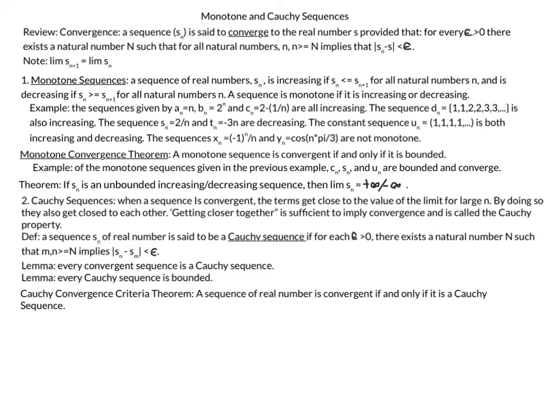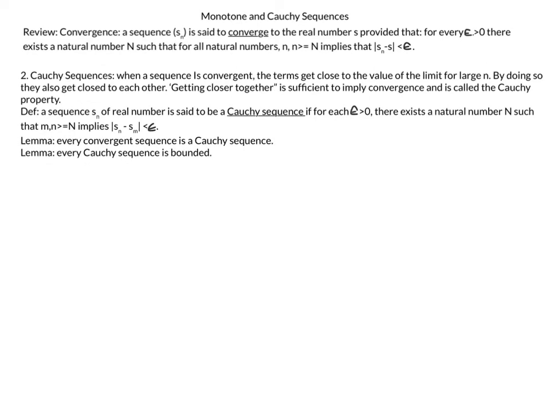Now we are ready to talk about Cauchy sequences. So when a sequence is convergent, the terms get close to the value of the limit for large n. But by doing so, they also get closer to each other. So getting closer together is sufficient to imply convergence, and this is called the Cauchy property.